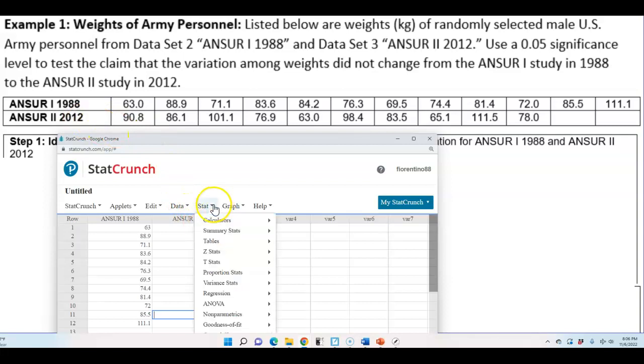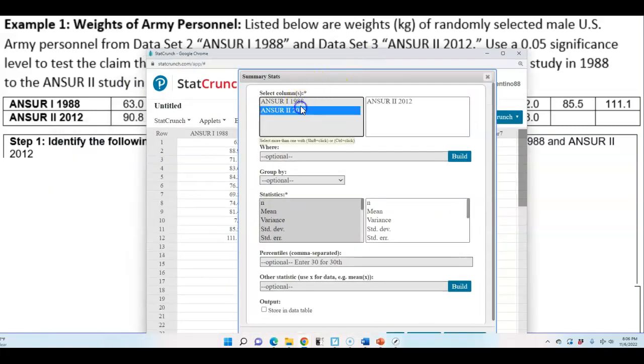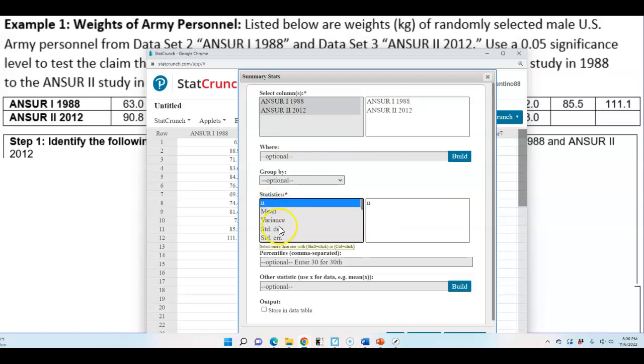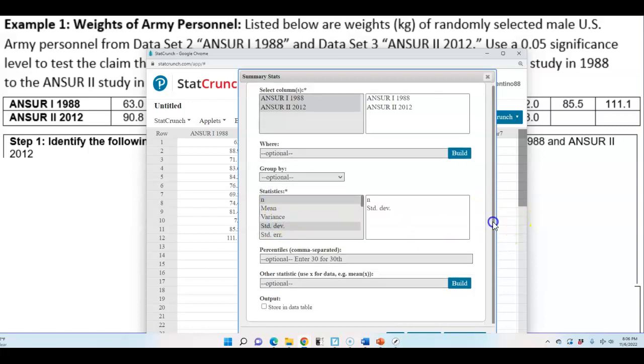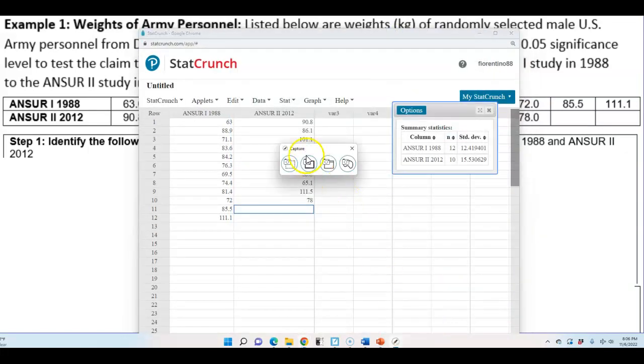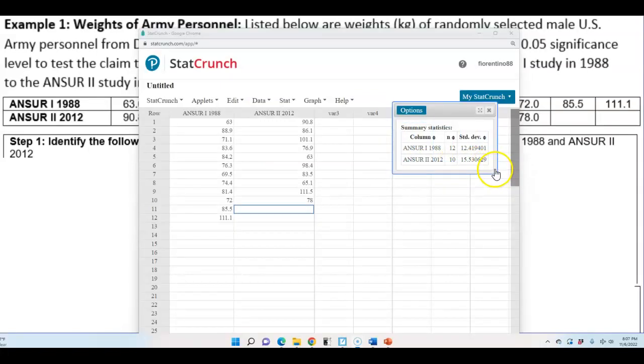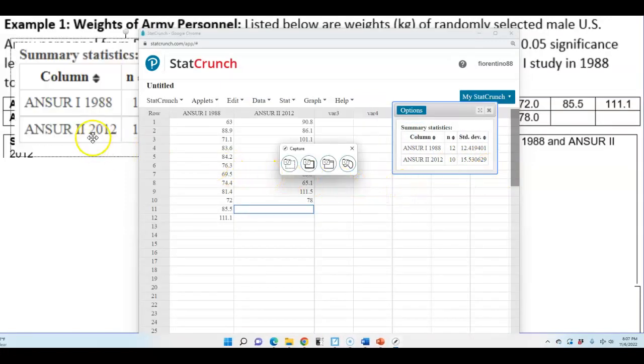So we're going to go to Stat, then Summary Stats, and then select Columns. I'm going to select both columns. I just want to get the n and the standard deviation, so we can see what the variance looks like. I'll select Compute. Okay, so now I have my summary statistics, and I'm going to use that information.